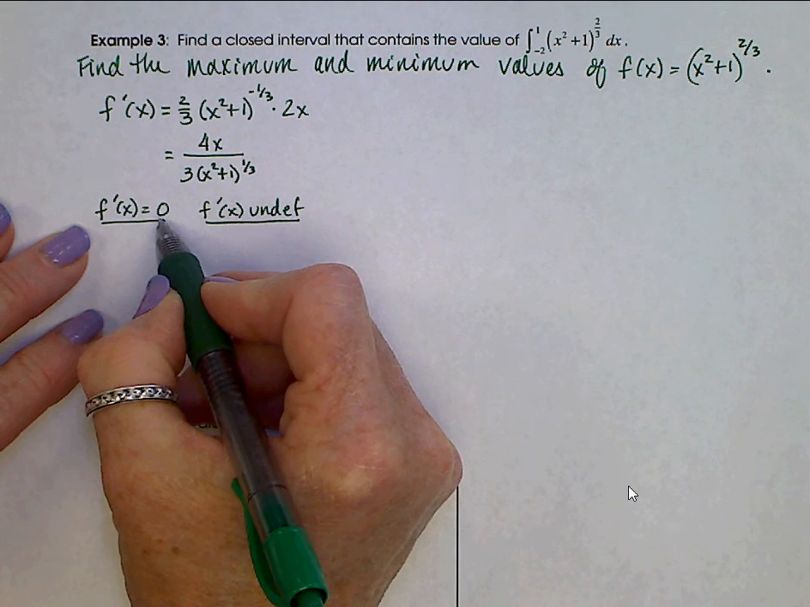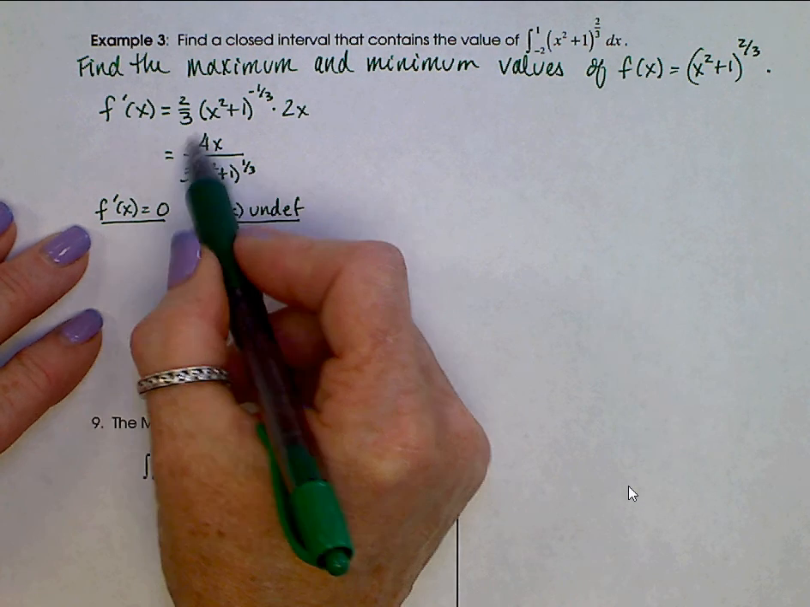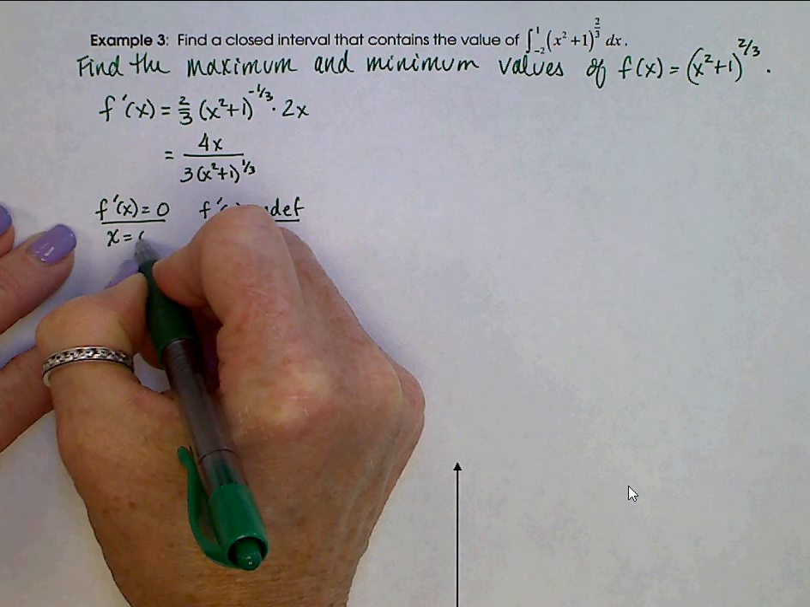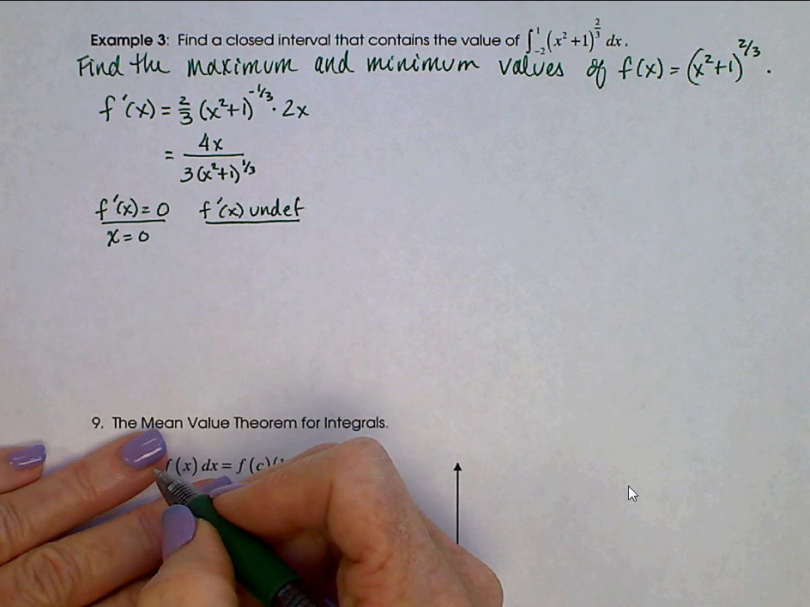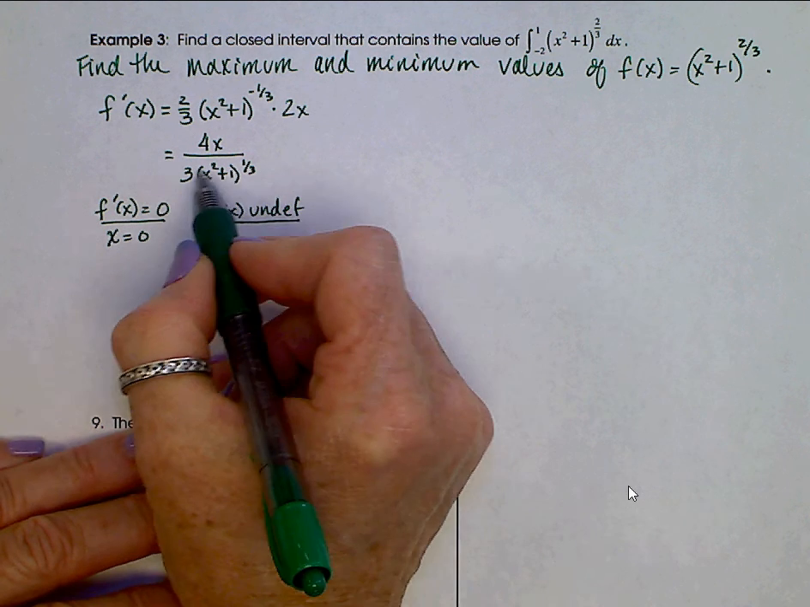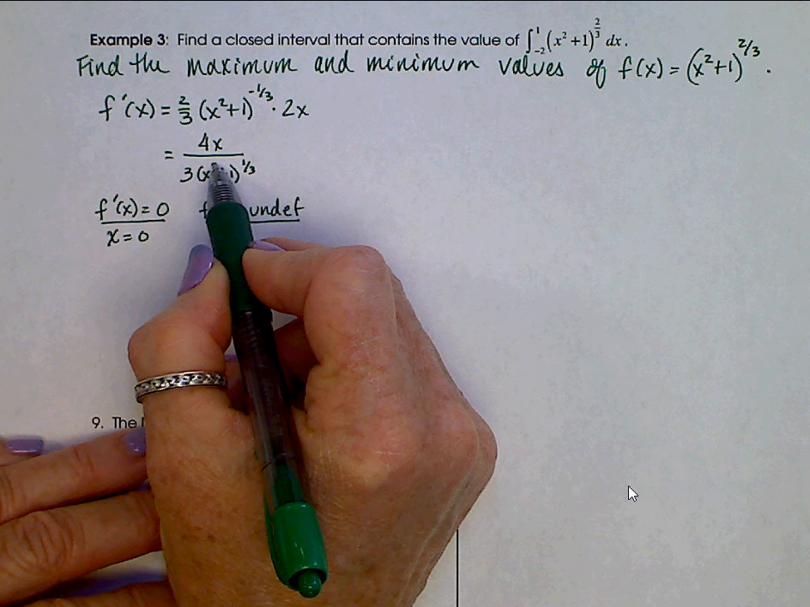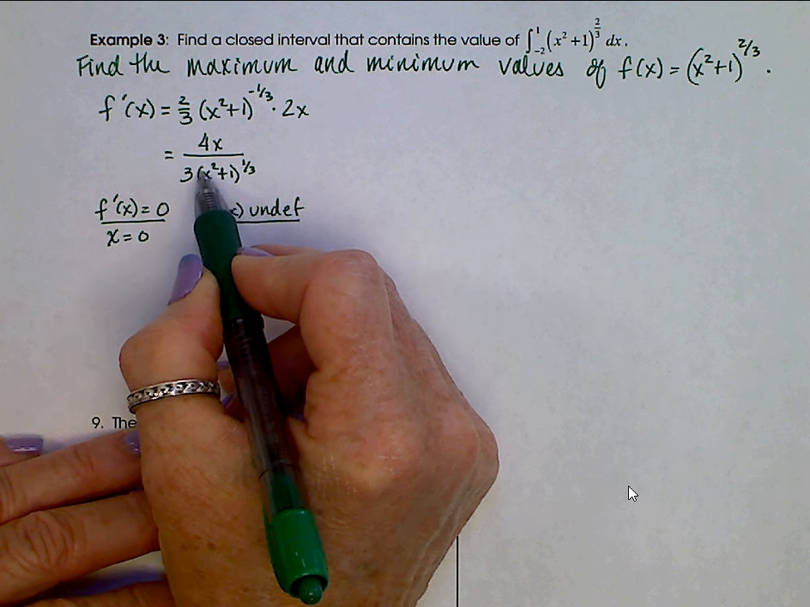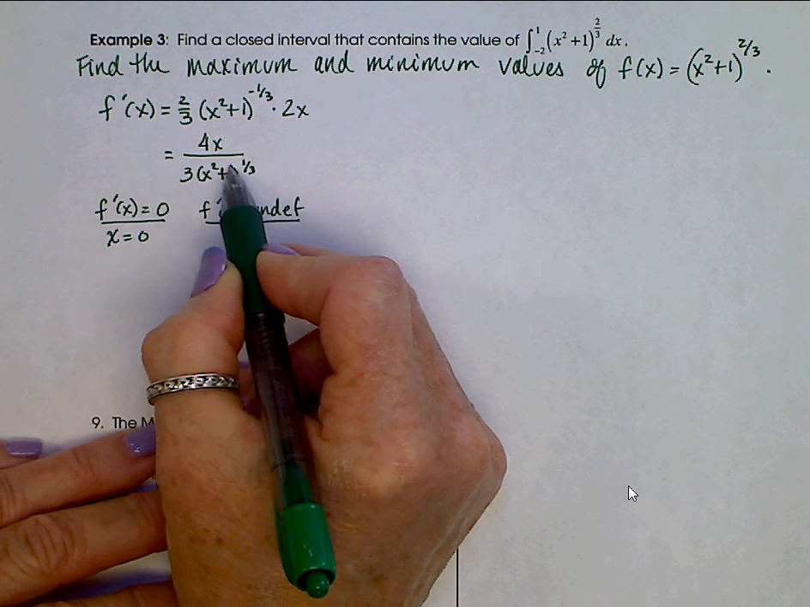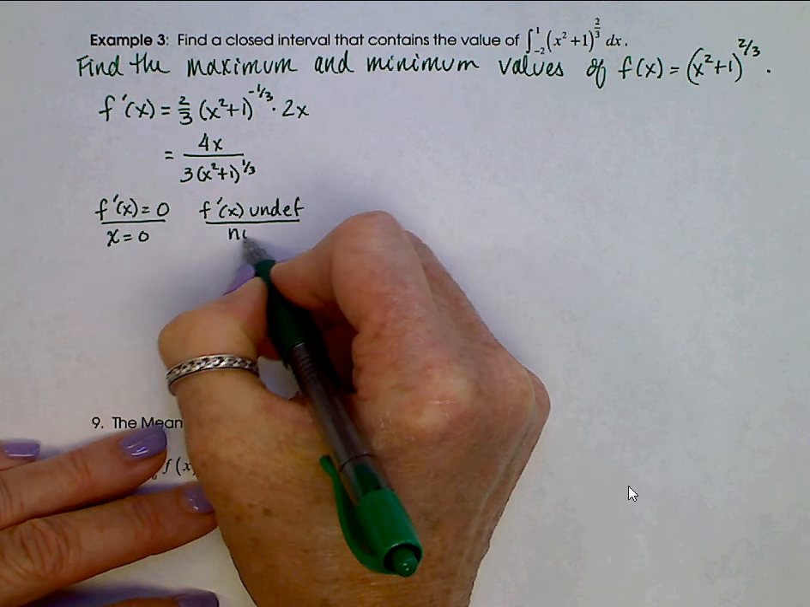All right, f prime of x equal to 0. That's where the numerator would equal 0, so that will occur at x equals 0. F prime undefined is where the denominator could equal 0. That has to be where this x squared plus 1 is equal to 0. And x squared plus 1 can never equal 0, so there are none here.